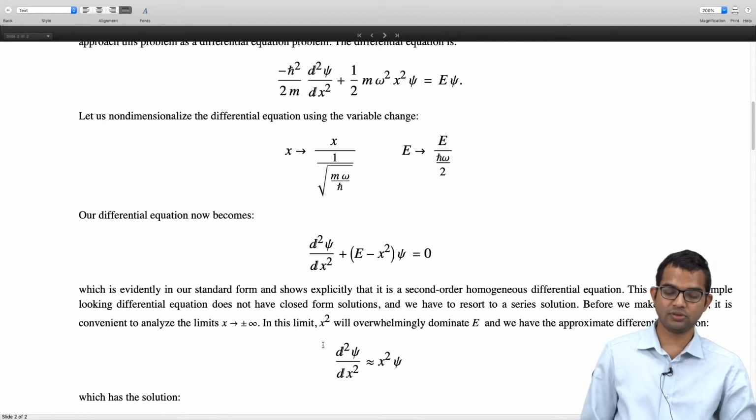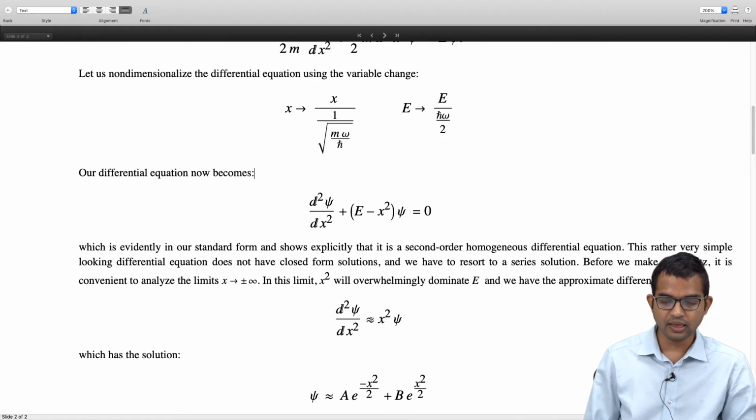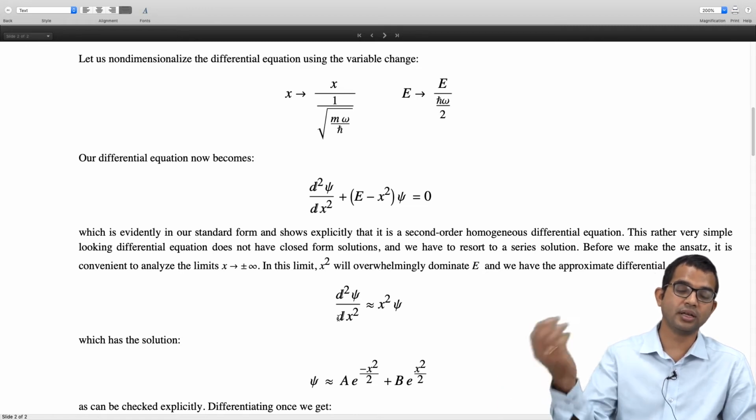So if you can find a solution for this, we can look at what these wave functions will be like at large x, positive and negative. And so with a little bit of guesswork, we can figure out that the solution should be of this form, e to the minus x squared by 2, right? The way to see this is that if you take a single derivative, you would want a factor of x to come in, and a second derivative should bring in another factor of x.